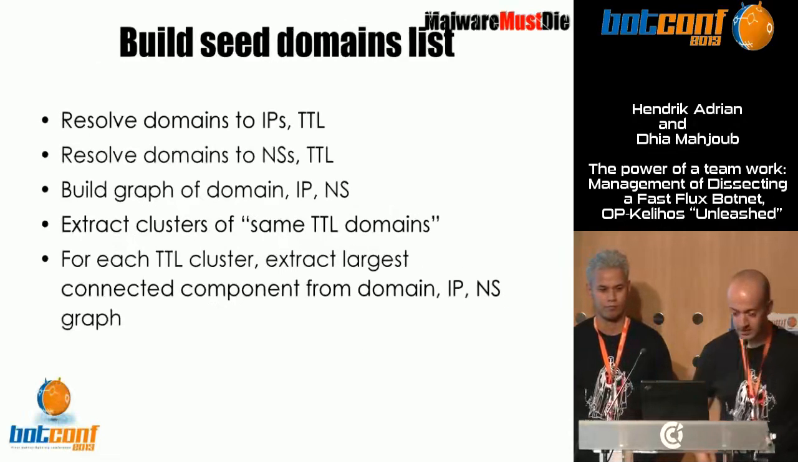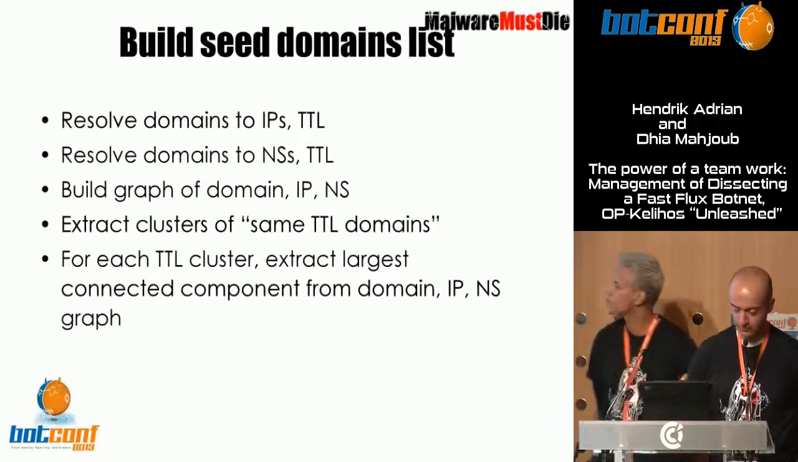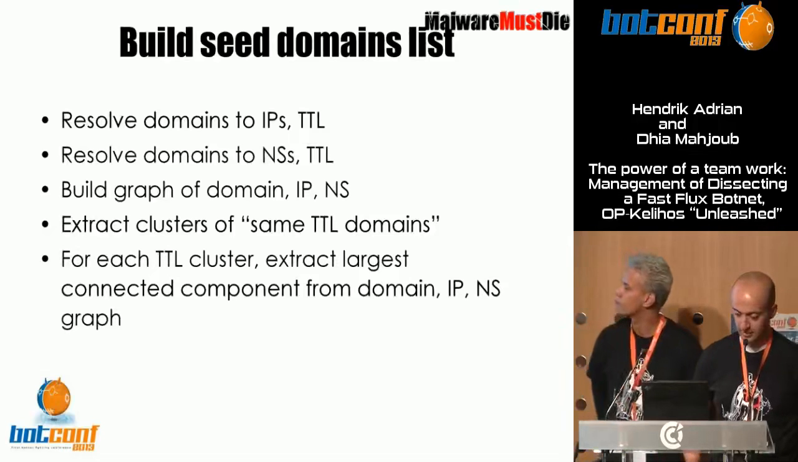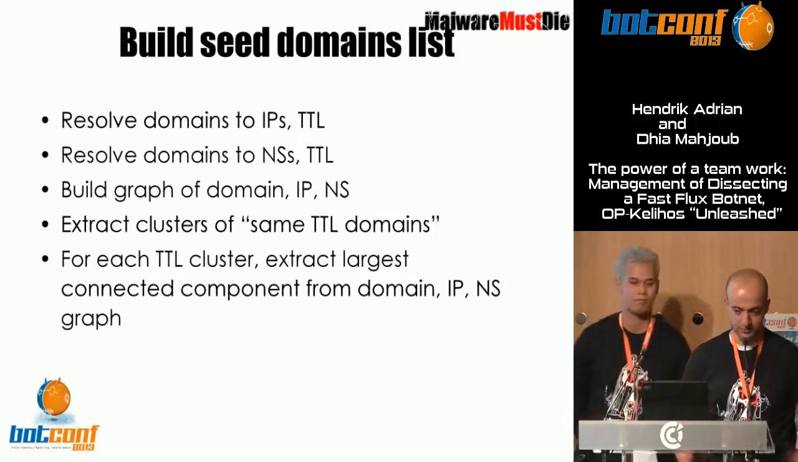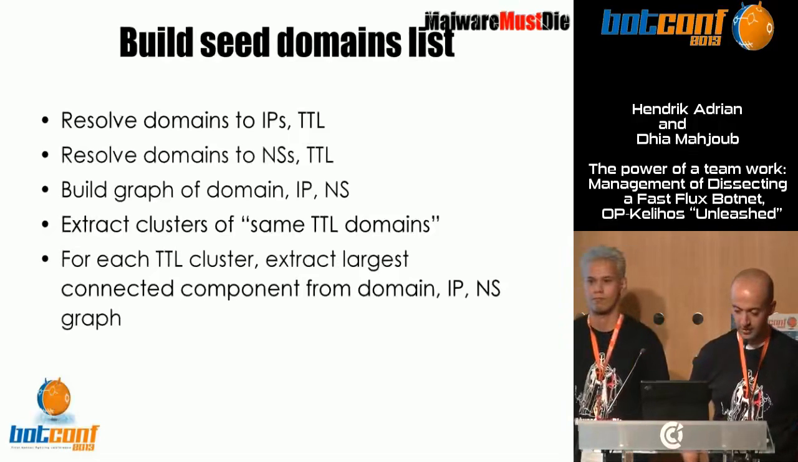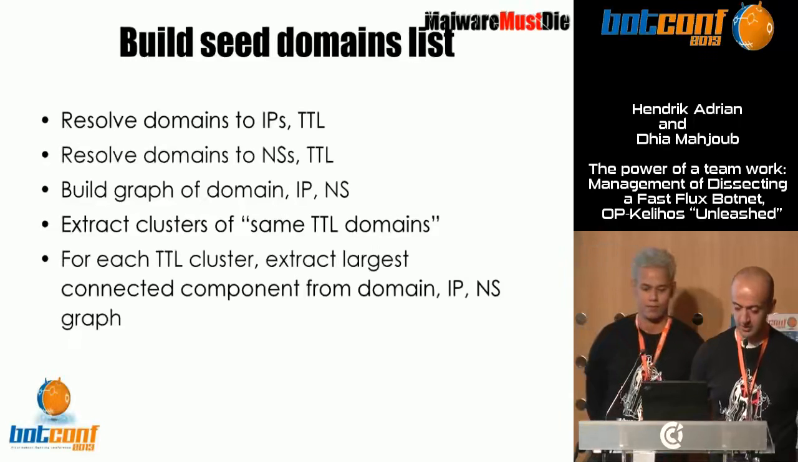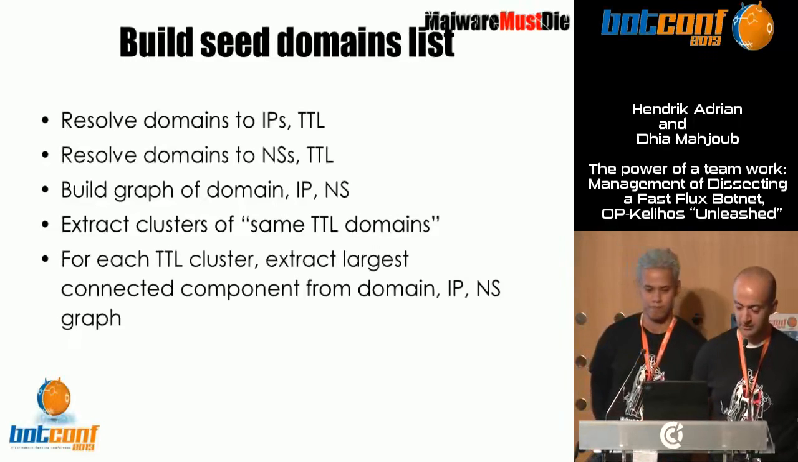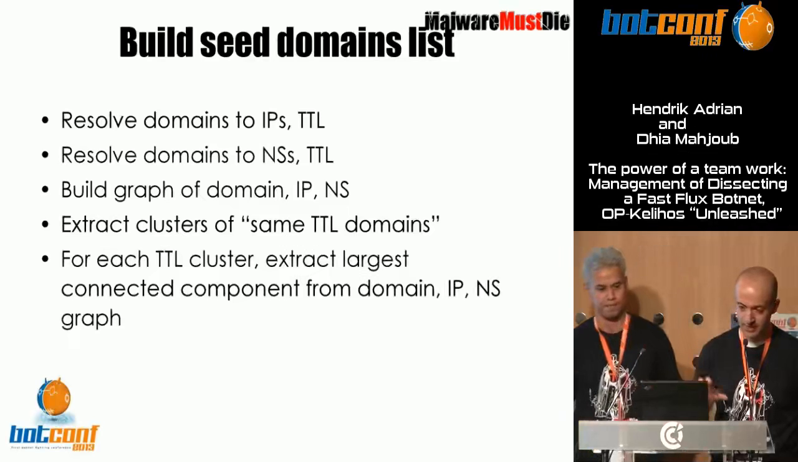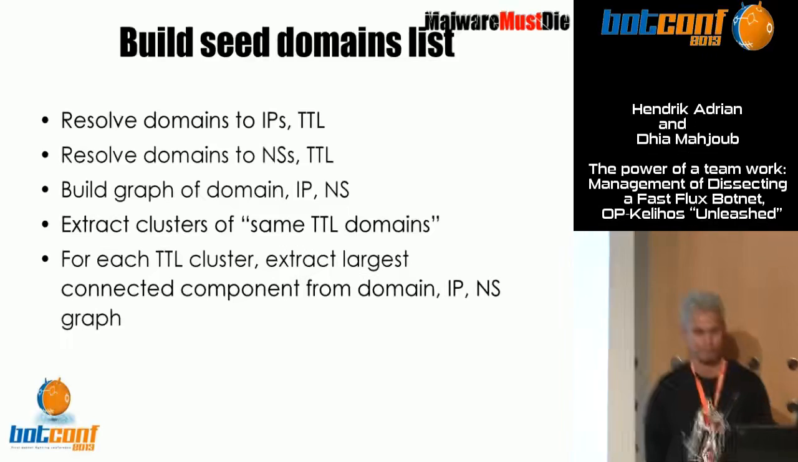So now you might ask, how do we build this initial seed of domains to feed the process? You can start with a blacklist that you get from third parties or that you have yourself. We started earlier with a machine learning based fast flux detection system. It was a random forest, and it was detecting fast flux domains every day. And then from that we extract the ones we are interested in.